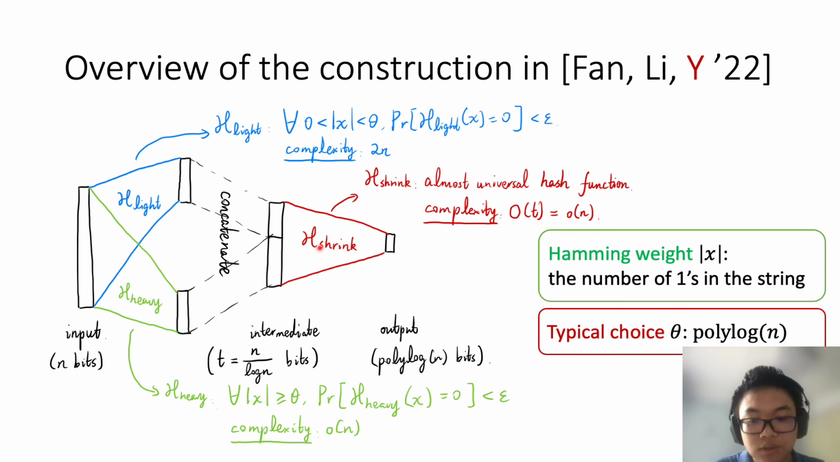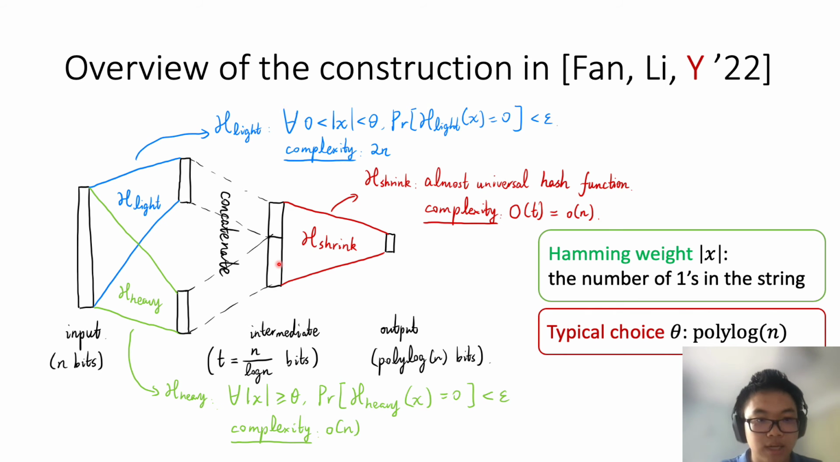We then compose it with an almost universal hash function with a bit larger complexity, but which allows us to shrink the output length to polylog. Now we can afford the larger complexity because the input is already shrunk to this smaller intermediate. Here we rely on the fact that the composition of two almost universal hash functions is still almost universal.